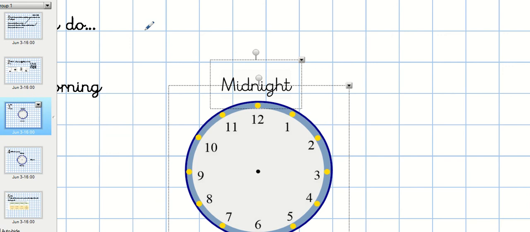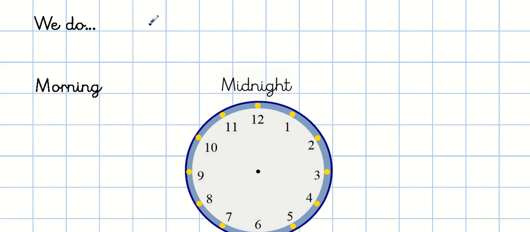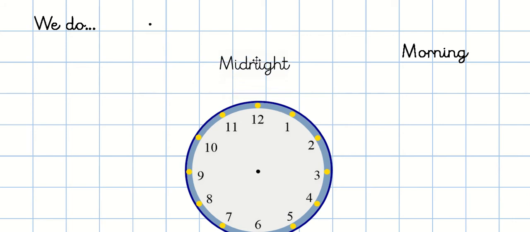Now we're going to move on to looking at the time on a clock. We're going to start off with the morning. If we're asleep, we're normally asleep at a time called midnight. And midnight is 12 at night time.